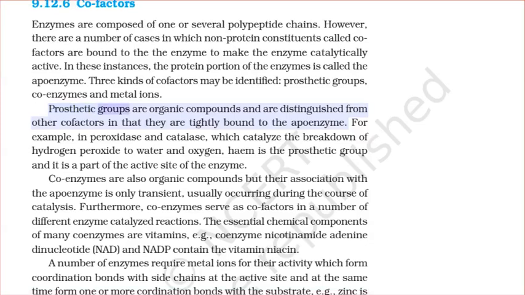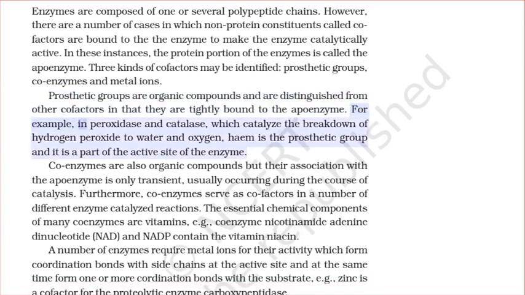Prosthetic groups are organic compounds and are distinguished from other cofactors in that they are tightly bound to the apoenzyme. For example, in peroxidase and catalase, which catalyze the breakdown of hydrogen peroxide to water and oxygen, heme is the prosthetic group and it is a part of the active site of the enzyme.